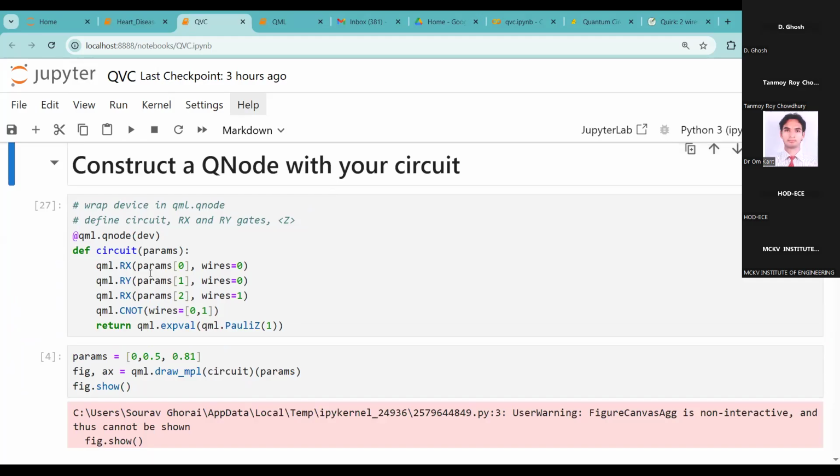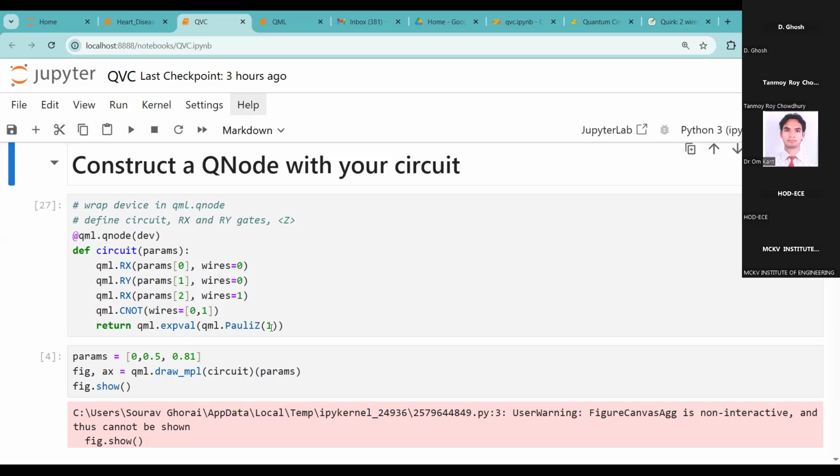Now you see, you create a circuit. I told you in Qiskit also we created a circuit. Now you can see here, you are applying an Rx rotation, and by what angle? It is params[0]. Which qubit are you applying it to? Qubit 0. Then an Ry rotation, with the second parameter, again applied to qubit 0. The third parameter, an Rx rotation, you're applying to qubit 1. And again, I'm doing a CNOT between wire 0 and 1. What is the circuit returning? The circuit is returning the expected value of Pauli Z, and on which qubit? Qubit 1, not qubit 0.